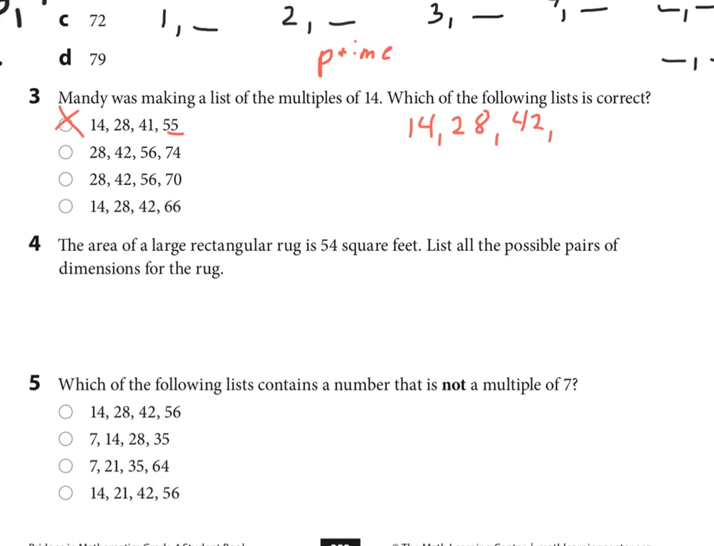And number 4 is basically asking for the factors of 54, if that's the area of a rug. And your hint is there are 4 factor pairs, or 8 factors total for 54. And then, not a multiple of 7. Just list out your multiples of 7, and you could probably recognize it anyways just by looking at the list.